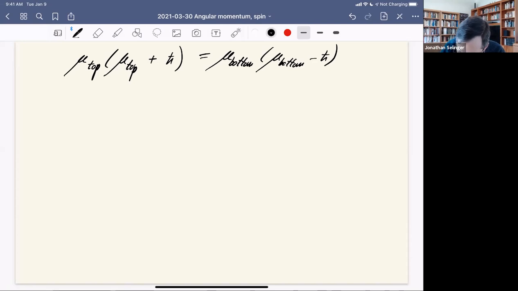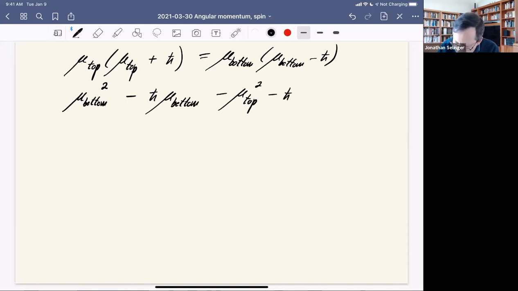On the right side, this is mu bottom squared minus h bar mu bottom, minus mu top times (mu top squared minus h bar mu top), equals 0. This is, say, minus this. This is a quadratic equation, so let's solve it with the quadratic formula.